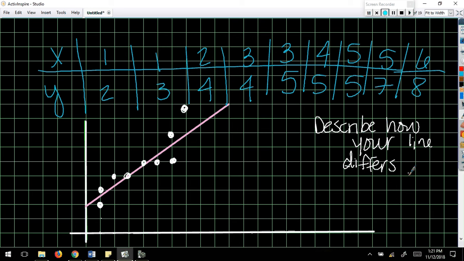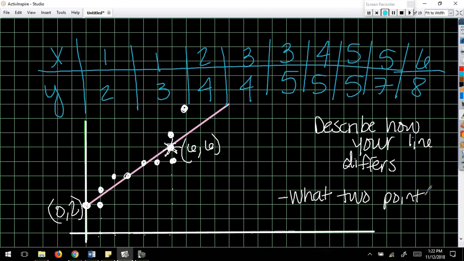Okay, let's pick 2 points on here. This looks pretty close, and this is not a data point: 1, 2, 3, 4, 5, 6 across, and 6 up, so 6, 6. And then I'll use this point, which is 0, 2. Notice how I picked 2 points that were on my line. I want you to pick 2 points on your line, different than mine, and give me the coordinates of your 2 points.